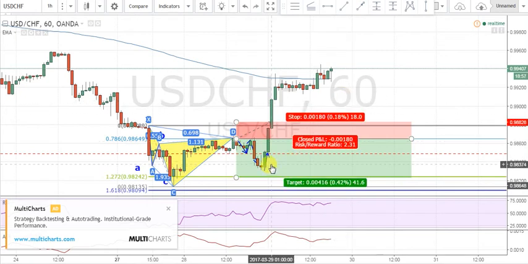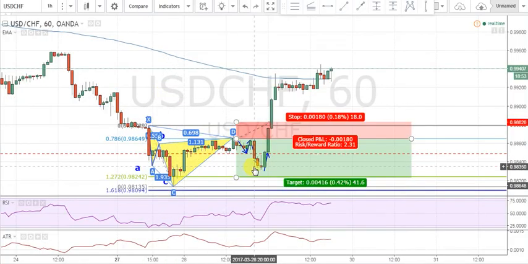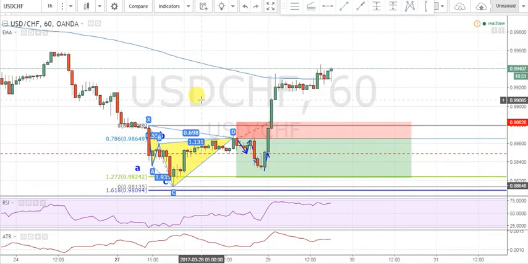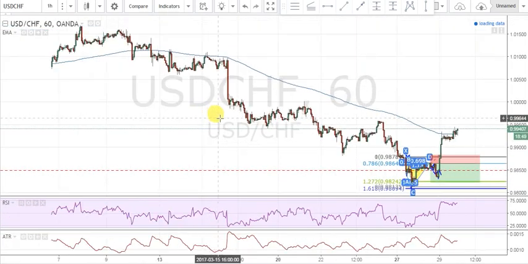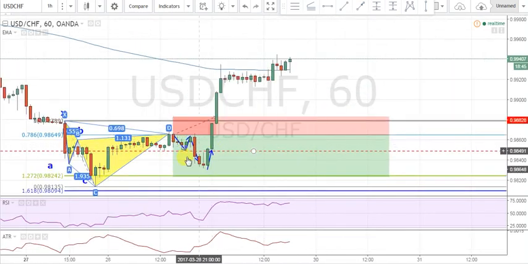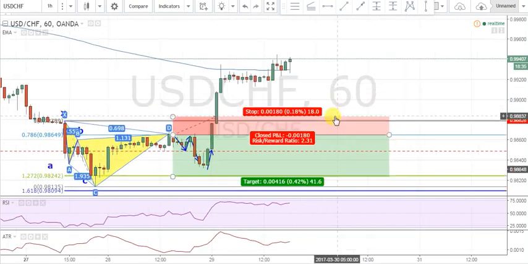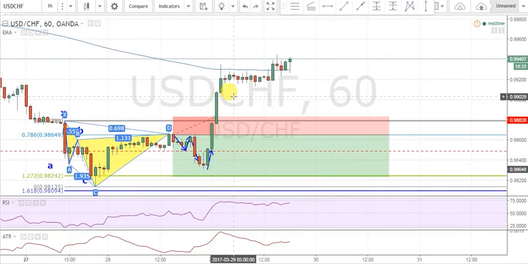Usually with a cipher pattern, you would have your targets at the 0.382 level. However, I was more aggressive because I could see that USD franc has been in a bearish mood. So I was thinking, okay, if I can aim for targets below, then possibly price could hit that area. However, that didn't turn out to be the case, as price, as you can see, recently just made its way up. So 20 pips for this trade, I will take it any day.